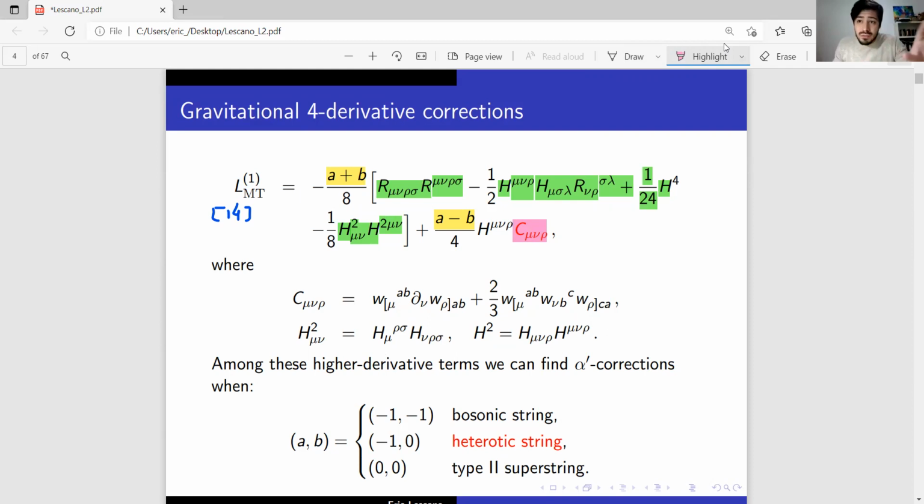In this framework, in the Metsaev-Tseytlin framework, if we are in a case where A is not equal to B, we need to deform our transformations. We need a Green-Schwarz mechanism. So let's continue.